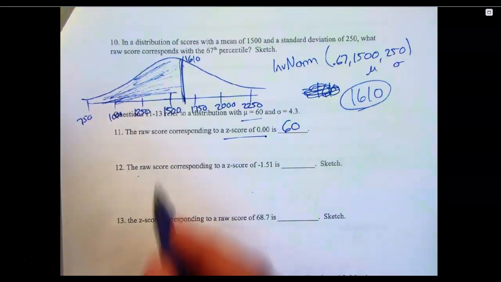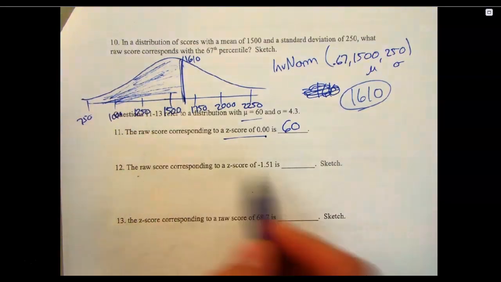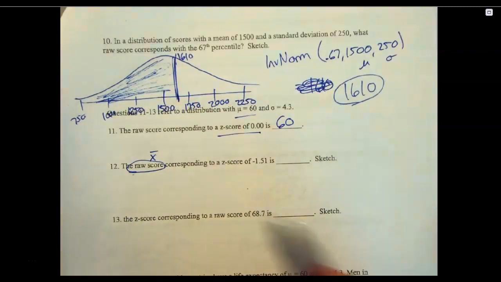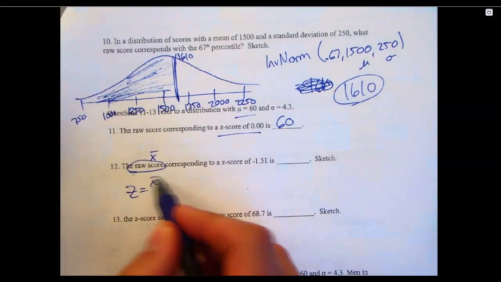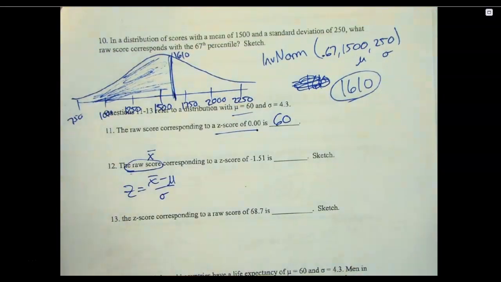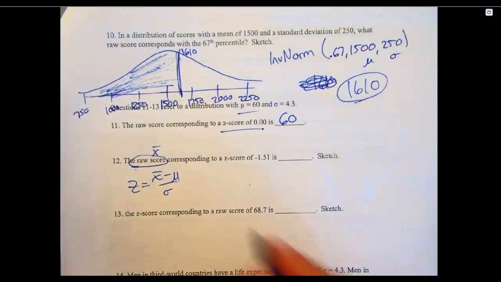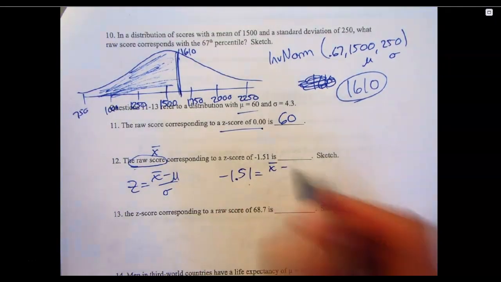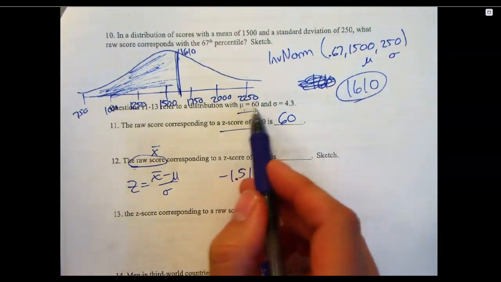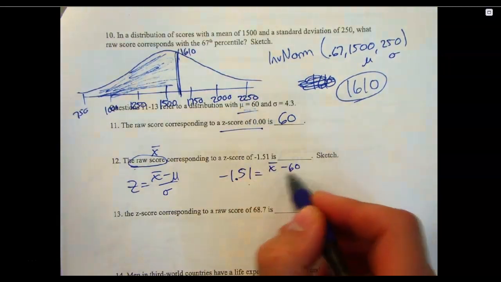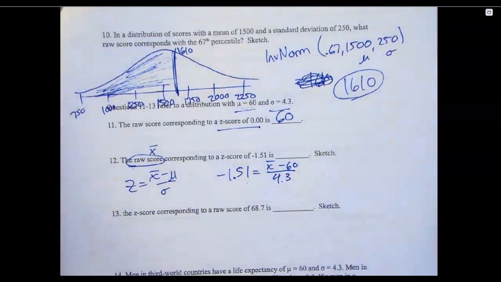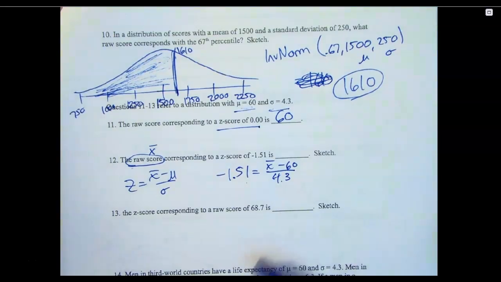Here I gotta do some work. Raw score corresponding to the z-score. So raw score is x bar, right? I know everything else in that formula, so let's write it down. I know the z-score is negative 1.51. Looking for x bar. I know from up here the mean is 60. I know the standard deviation is 4.3. You guys with me? We good?